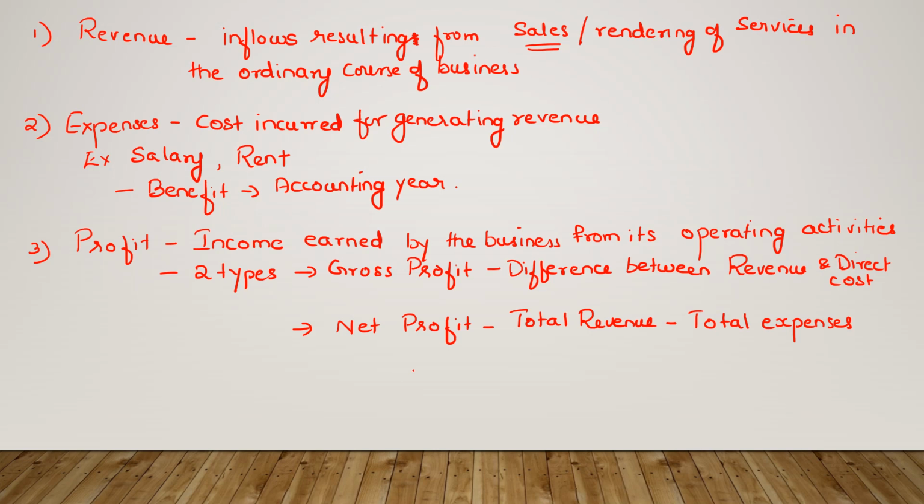Now moving further, let us go and understand the fourth basic accounting term for today, that is expenditure. Just now we saw the term expenses, where we said expenses are costs incurred for generating the revenue, the benefit of which expires in that particular accounting period. The benefit you get in the same accounting period. Now, what do you mean by expenditure?